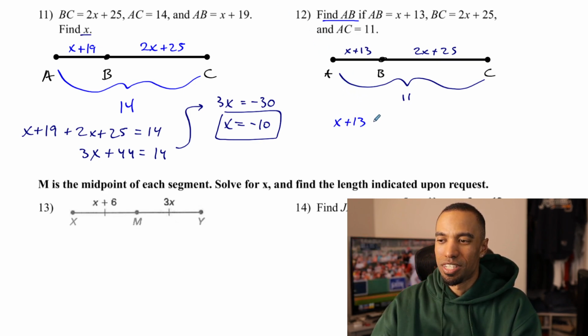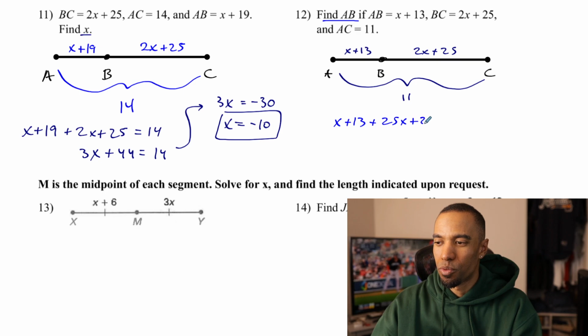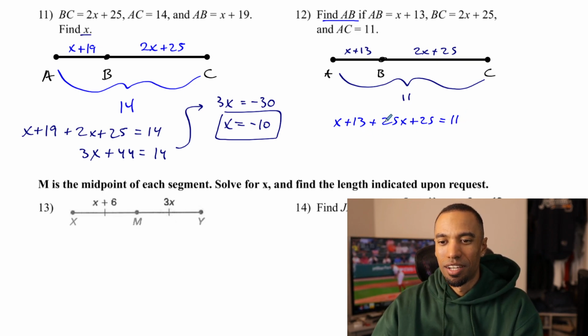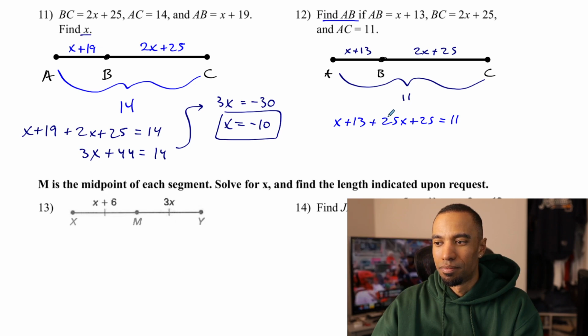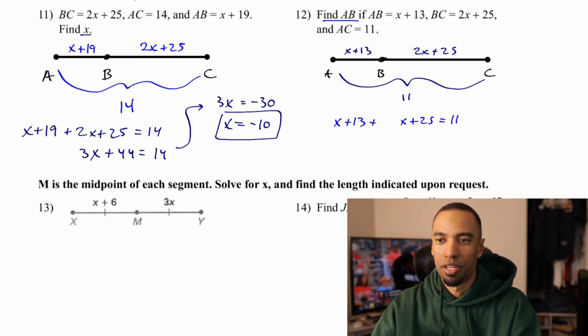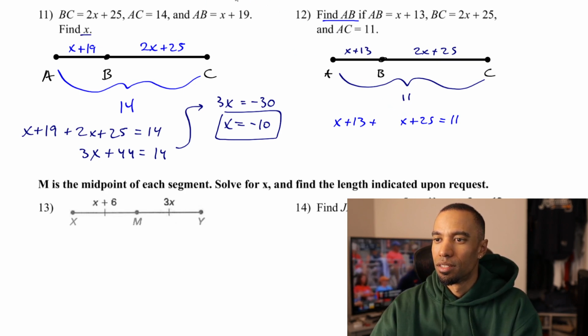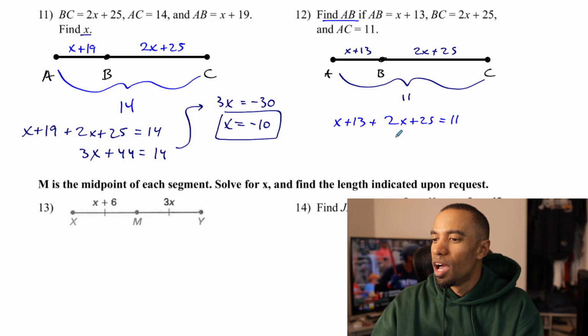So x plus 13, sorry about that. I didn't even realize these problems were pretty much nearly the same setup here. Why did I write 25x? That's a 2x. I was going to say, there's no way I'm adding that whole thing. That's why you don't talk while working on these.